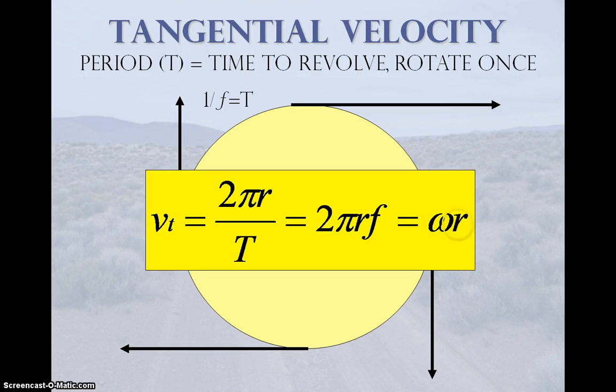Now this is called the angular velocity here, which is really just taking the angle and multiplying it by the radius, but we don't really have to worry about that. We won't use that very frequently.